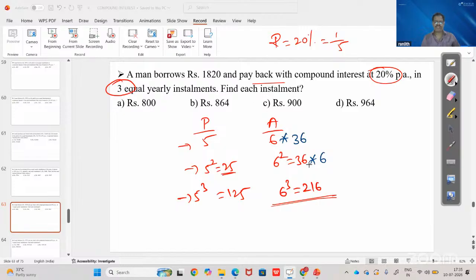So everything is same, 216, 216. Here also we need to multiply 36. Here also we need to multiply 6 times. 36 into 5 will be equal to 180. 25 into 6 will be equal to 150. And later it will be equal to 125.